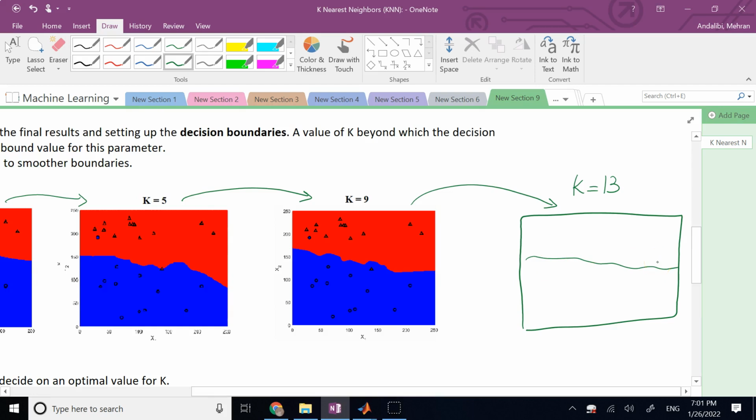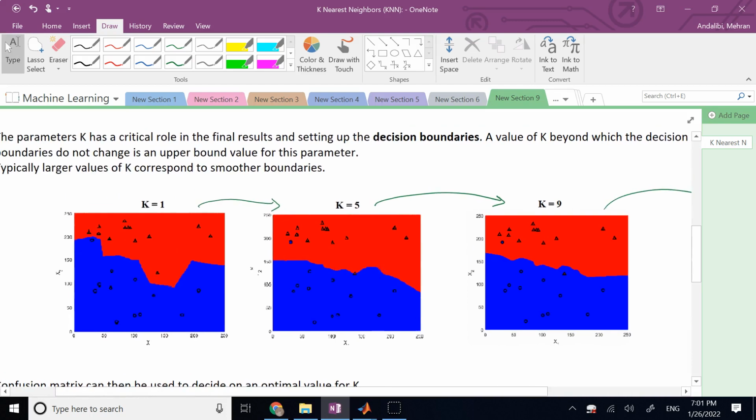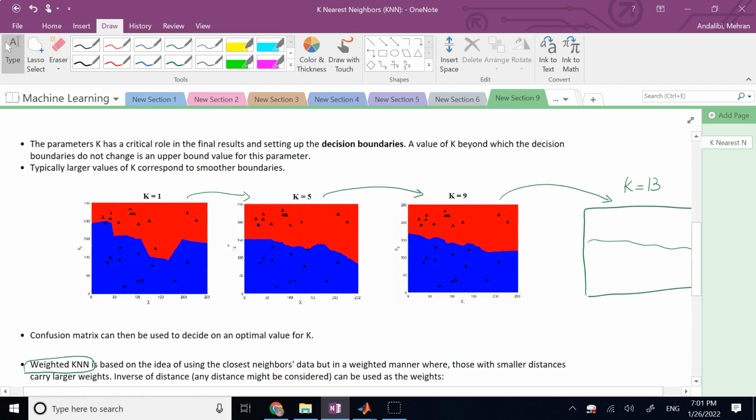Whenever the boundaries start to go fixed and not change beyond some value, you can say that value is what? An upper bound, correct? That is an upper bound for your K. You should not really go beyond that. If I go above K of 9 and I don't see any major shift in the boundaries, why should I increase it? That's the upper bound.